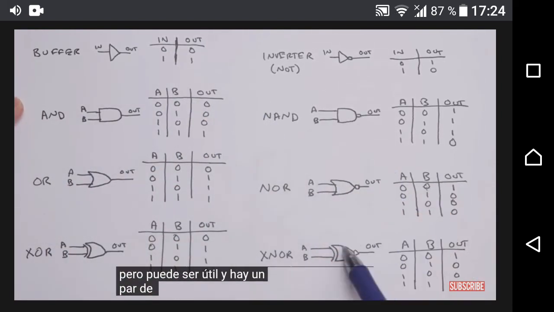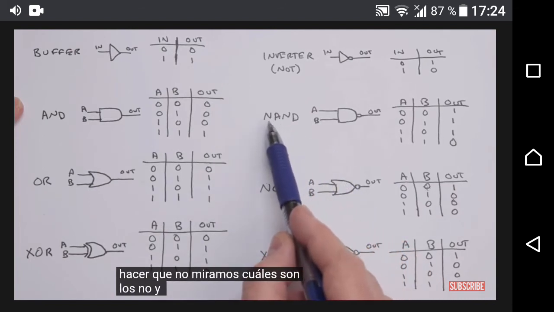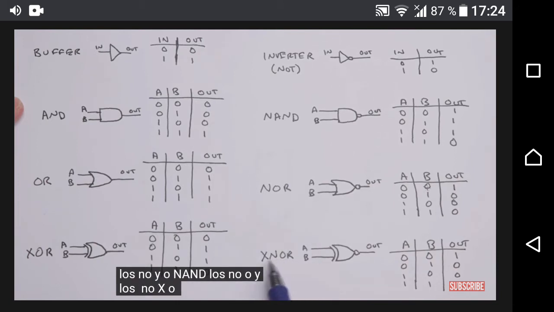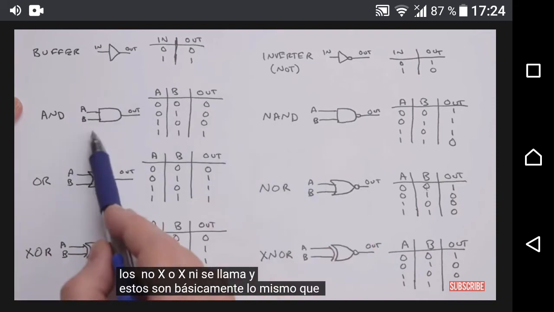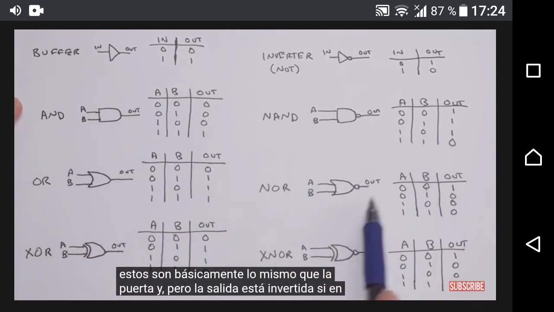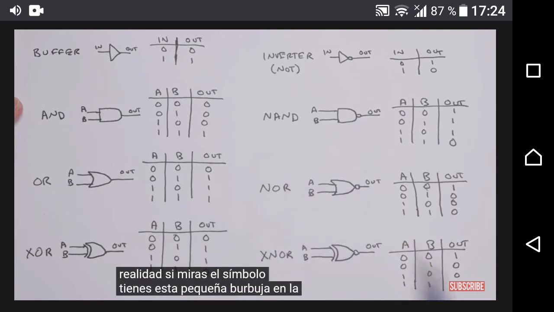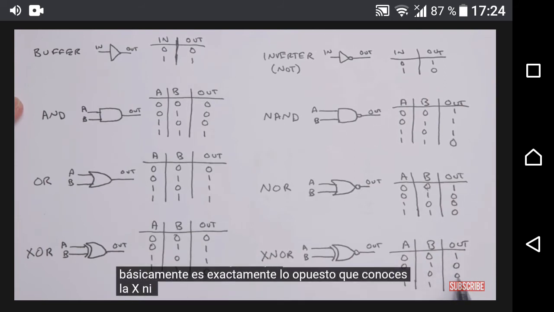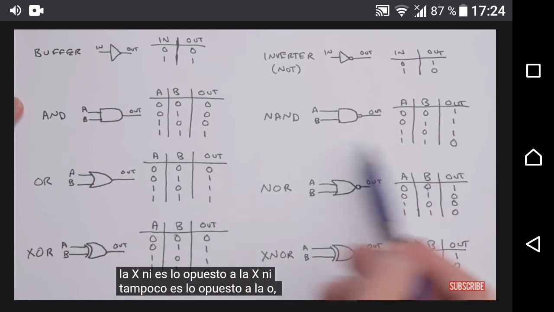And there's a couple others that we could also make that we didn't look at, which are the not and, or NAND, the not or, or NOR, and the not XOR, or the XNOR it's called. And these are basically the same as the AND gate, but the output is inverted. And if you look at the symbol, you have this little bubble on the output there, which just means that the output is inverted. And so it's basically the exact opposite. The XNOR is the opposite of the XOR, the NOR is the opposite of the OR, and so on.